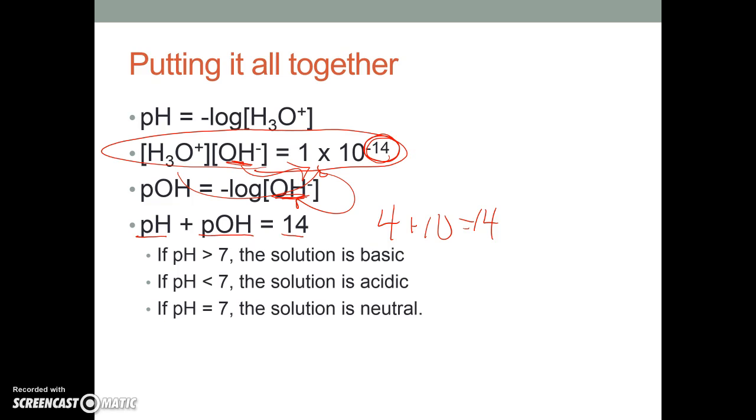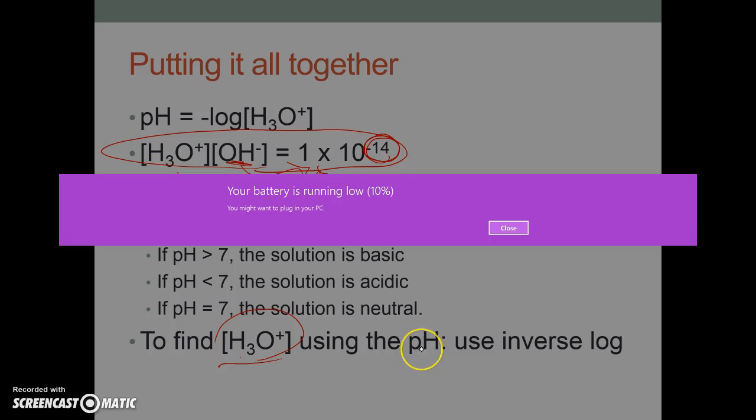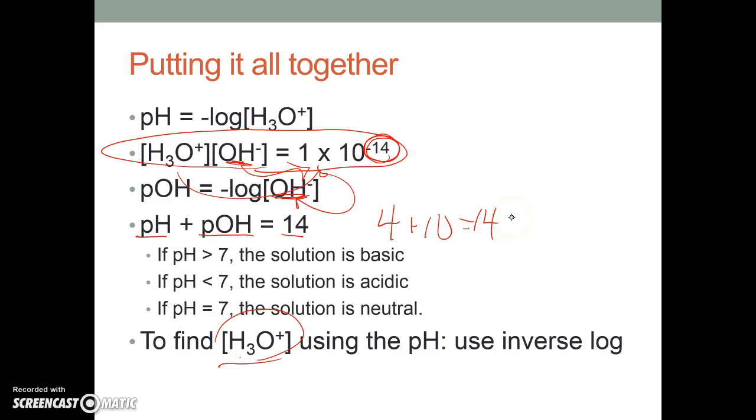Both of them have a concentration of 1 times 10 to the negative 7th, both the H plus and the OH minus. So, if you want to find the concentration of something, either the H3O or the OH minus, use the pH or the pOH and use the inverse log function on your calculator. And that's what you would do, and we'll work on that in class.